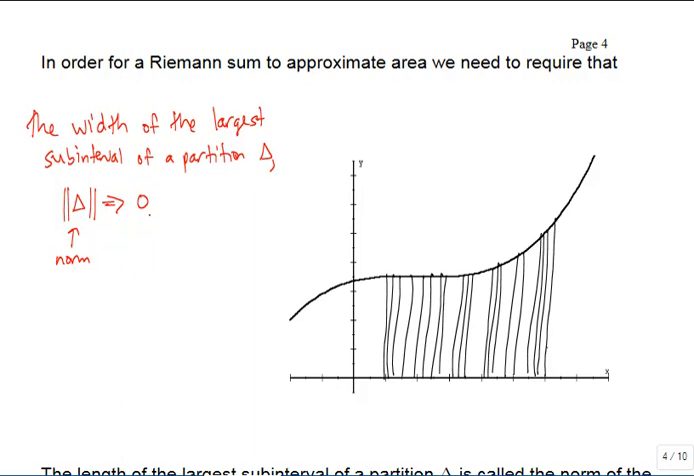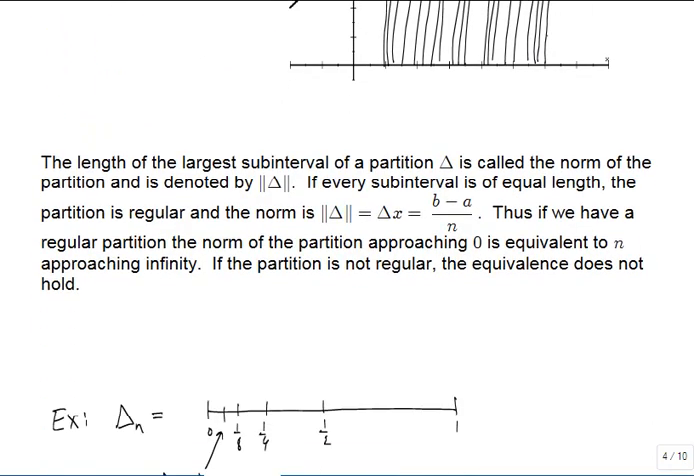And if it doesn't go to 0, then we're not going to get the exact area using that particular partition with that particular Riemann sum. So in order for the Riemann sum to truly approximate area, we're going to require that the largest subinterval, called the norm, goes to 0. Okay, so the biggest rectangle that we see over here, its width needs to go to 0 in order for the Riemann sum to become the exact area when we take the limit as n goes to infinity.